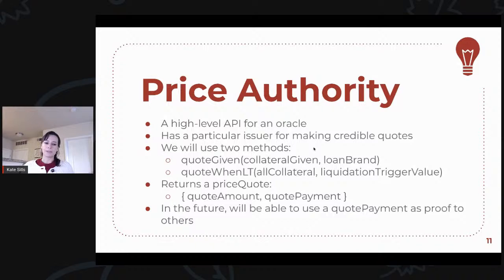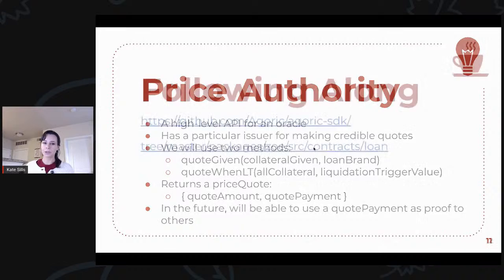So both of these methods, eventually, they return promises, but they return a price quote, which is a record that includes a quote amount and a quote payment. In the future, we don't have this worked out entirely yet, or coded entirely yet, but in the future, you'll be able to use this quote payment as proof to others that a quote was given, which is very cool.